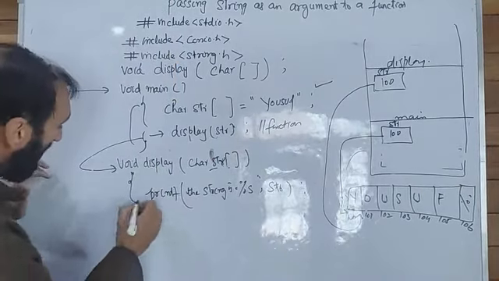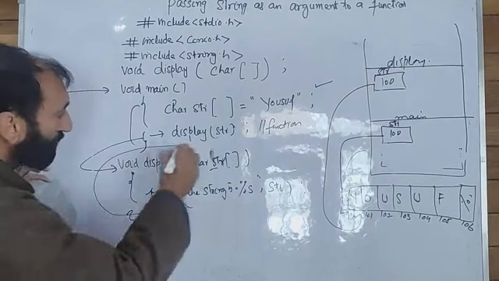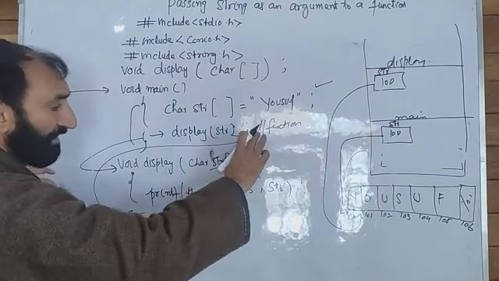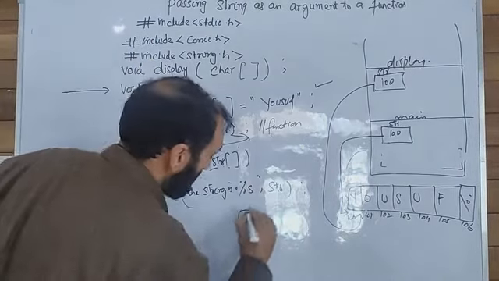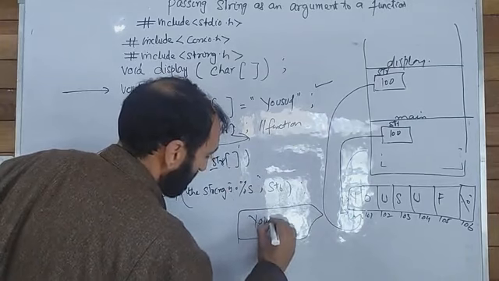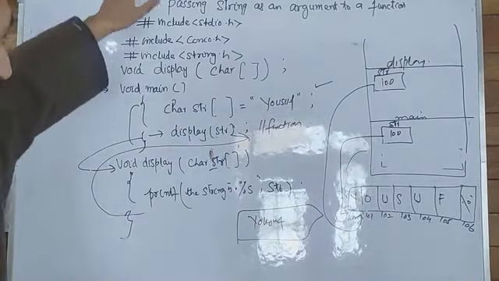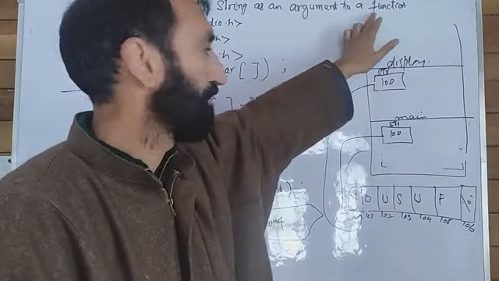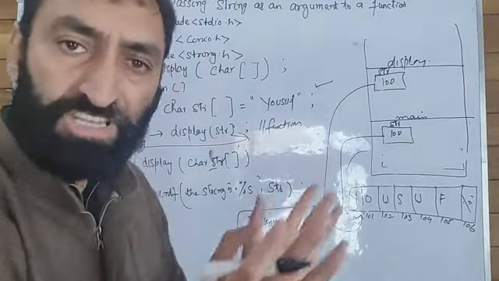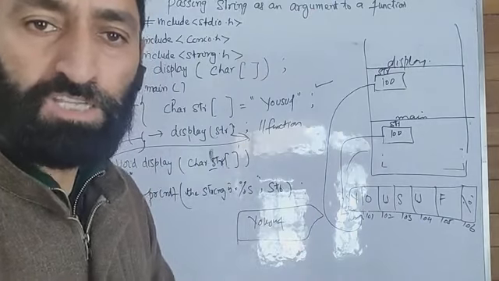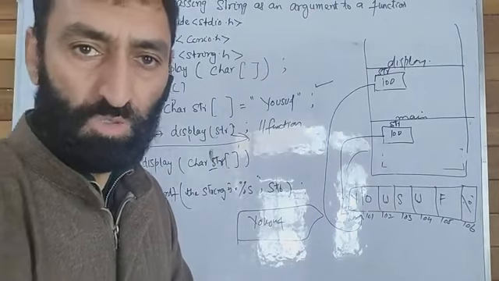After execution of this line the control will go back here, and after that it will print Yousuf. This is the method how we can pass strings as an argument to a function.